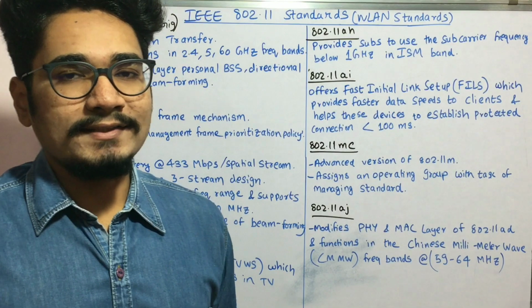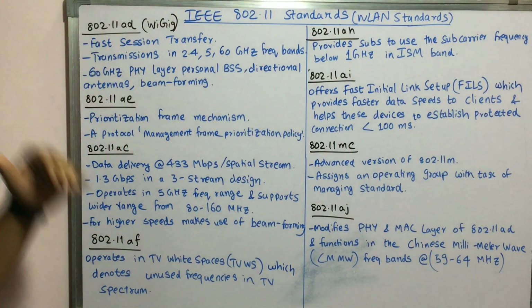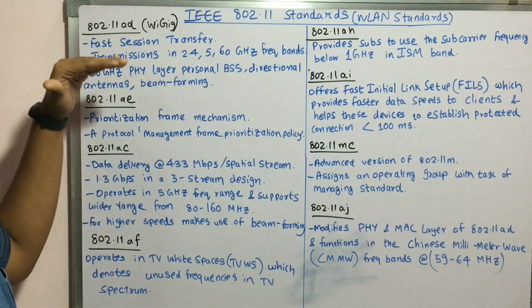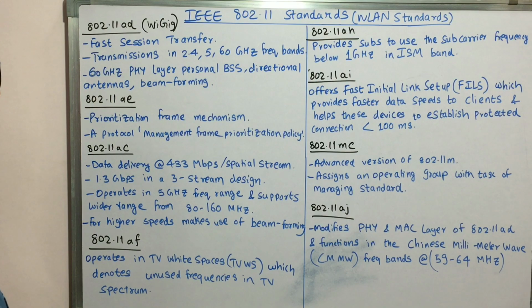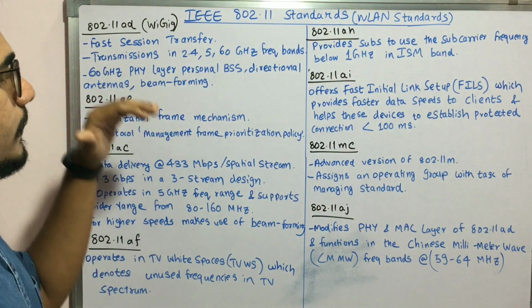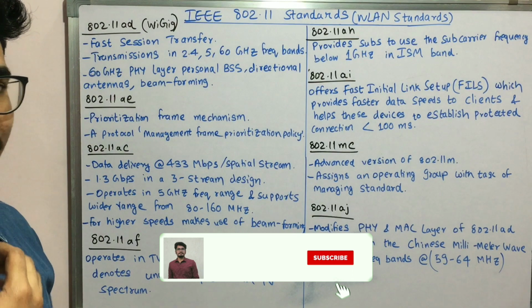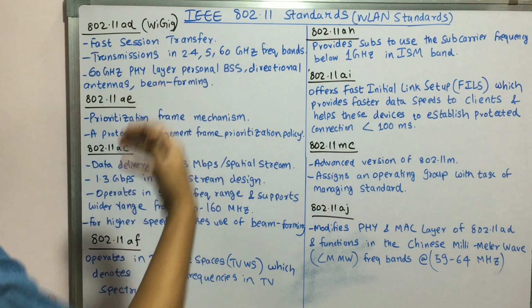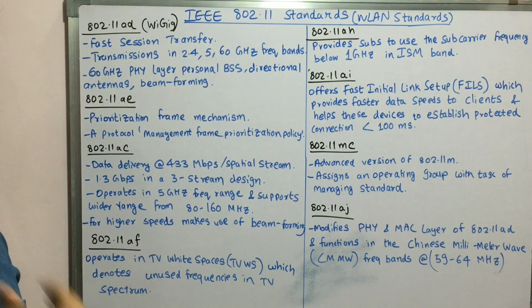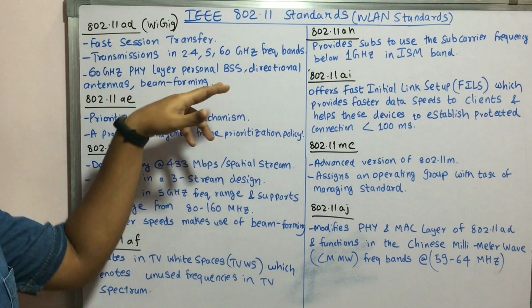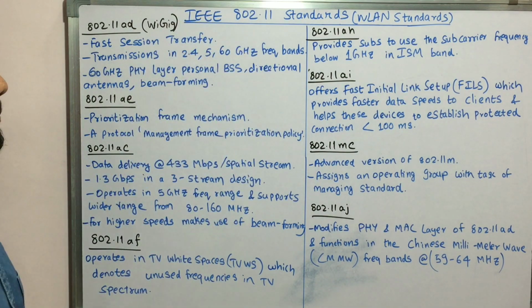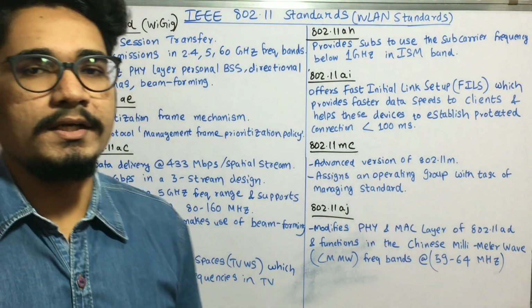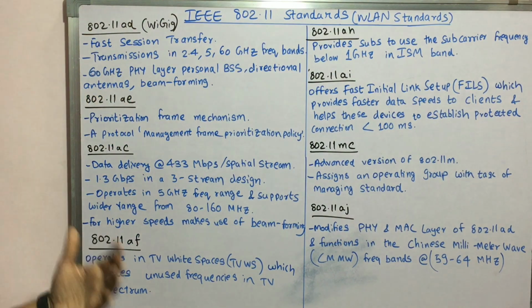802.11ad. It's also called the WiGig technology. The speciality of this kind of standard is that faster session transfer is maintained, and the transmissions usually happen in the 2.4, 5, or 60 gigahertz frequency bands. Now the data transfer done in the 60 gigahertz band is mainly done with the help of the physical layer, and it enables a personal basic service set. It also provides directional antennas, and there is something called beam forming. That beam forming is mainly done for faster data transfers if it is required.